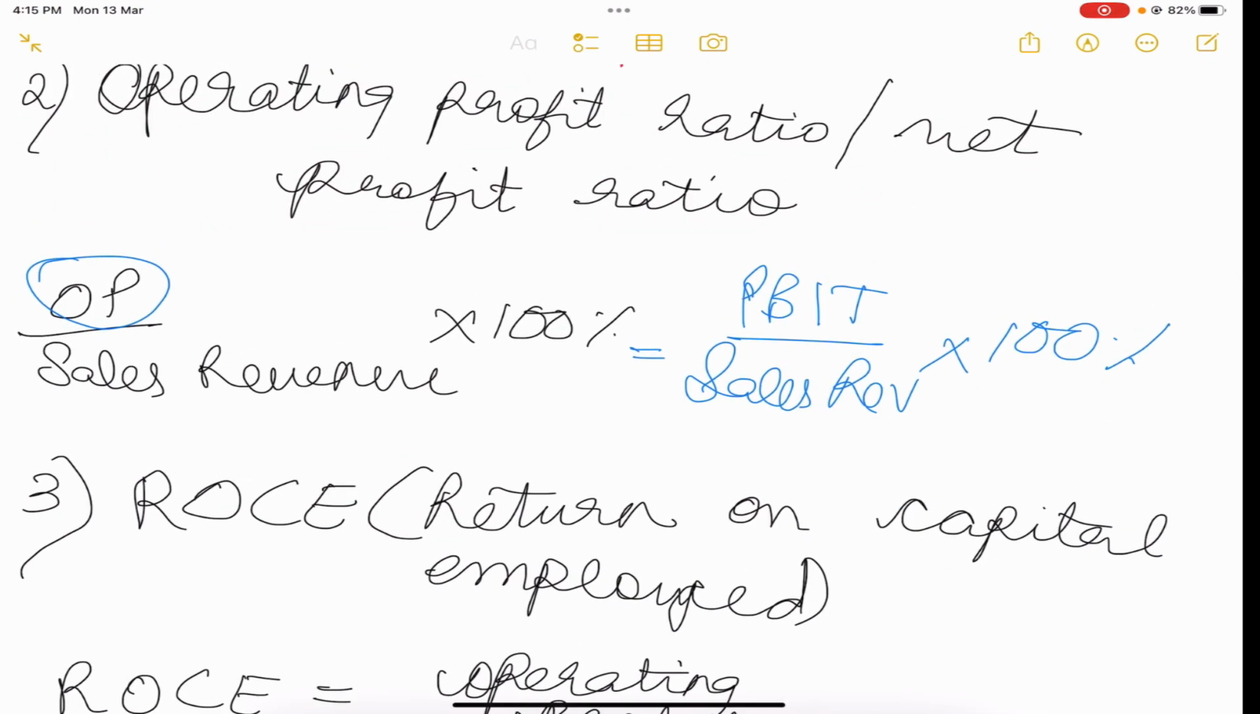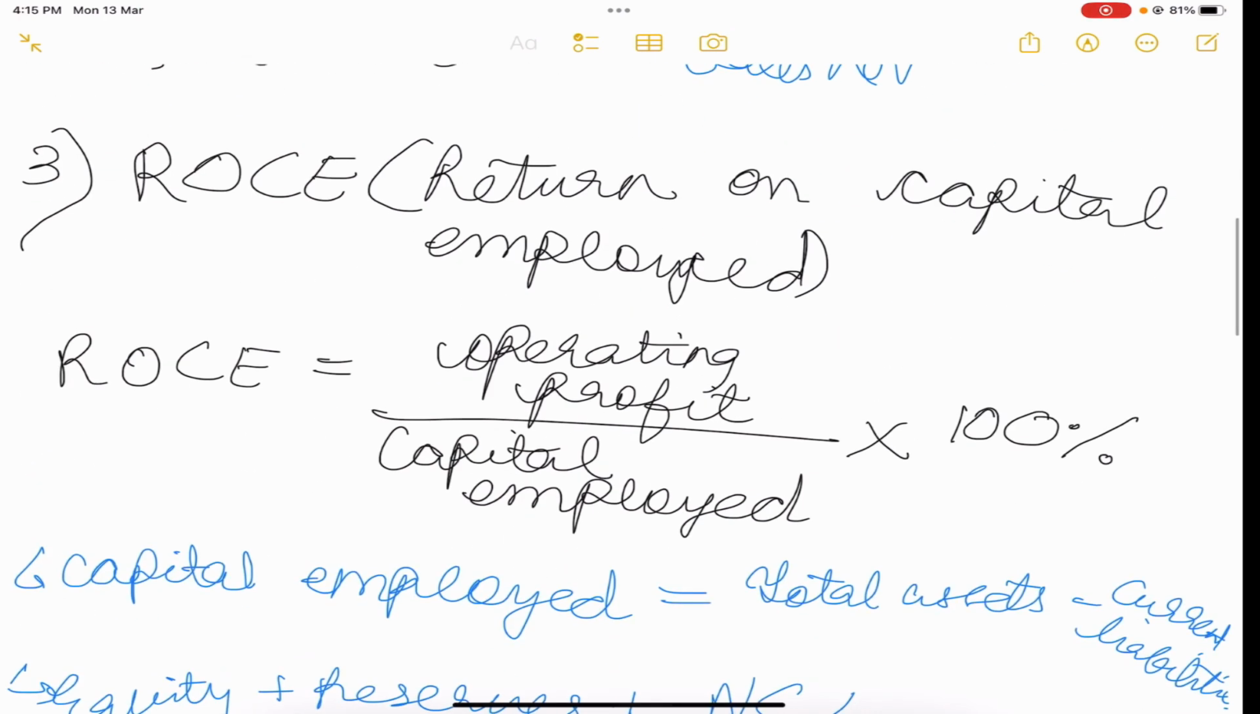And then we saw the operating profit ratio. What was the operating profit ratio? It is also known as the net profit ratio. So what is operating profit? PBIT, profit before interest and tax. So PBIT upon sales revenue multiplied by 100%. And then we saw the ROCE, which is the return on capital employed. How do you find that? Operating profit upon capital employed multiplied by 100%.